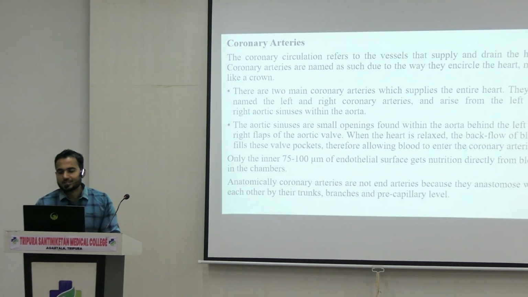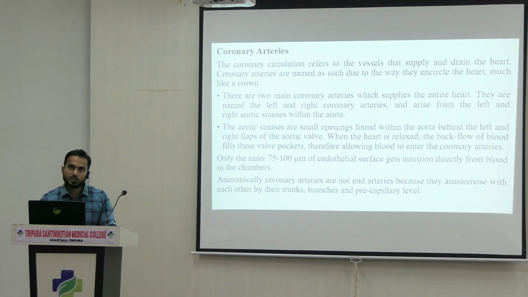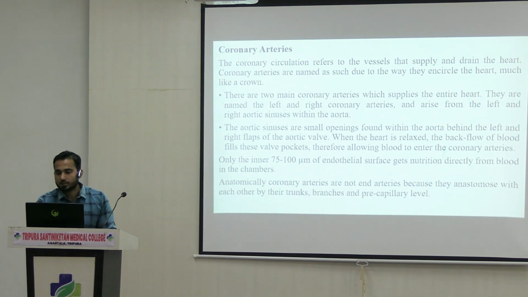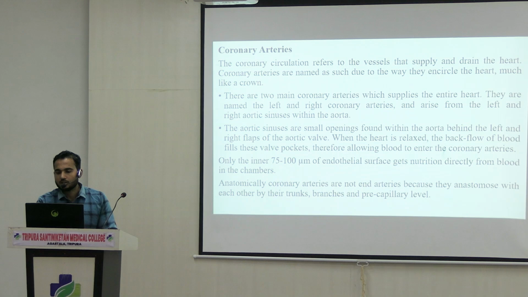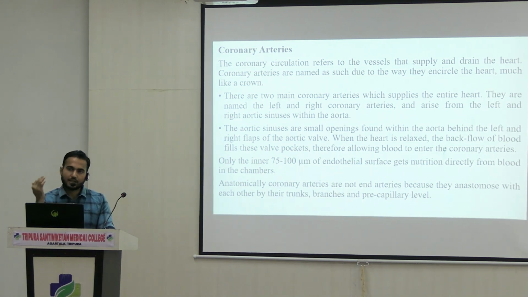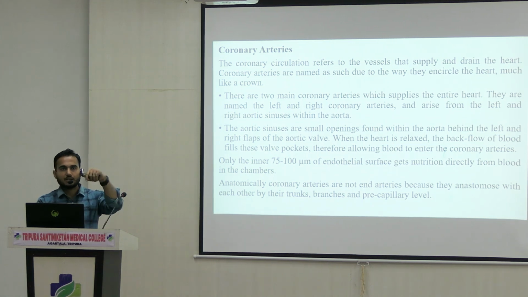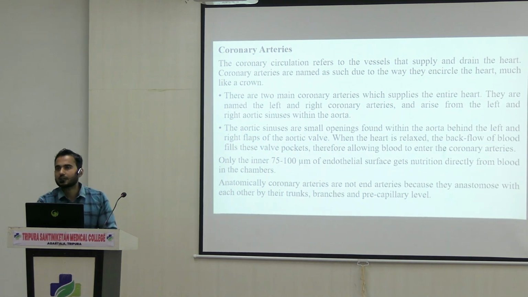Now the coronary arteries refer to the blood vessels which supply blood to and drain blood from the heart. Why are these called coronary arteries? Because they branch in such a way that they encircle the heart, both on the anterior aspect and on the posterior aspect, just like a crown. That's why it is called coronary artery. The right and left coronary artery branches encircle the heart like a crown, so these are called coronary arteries.